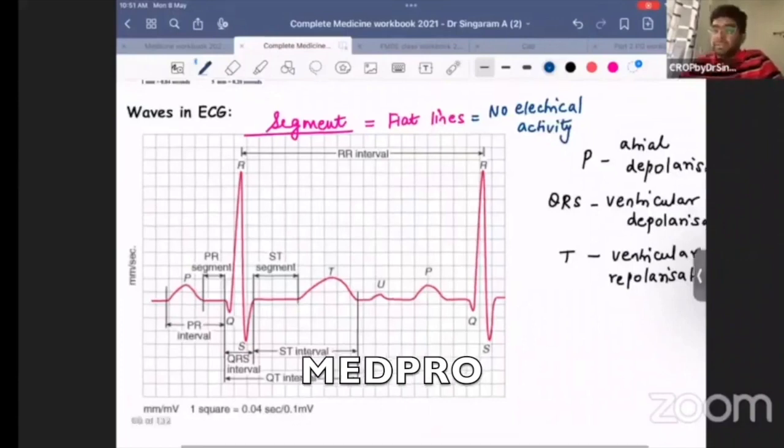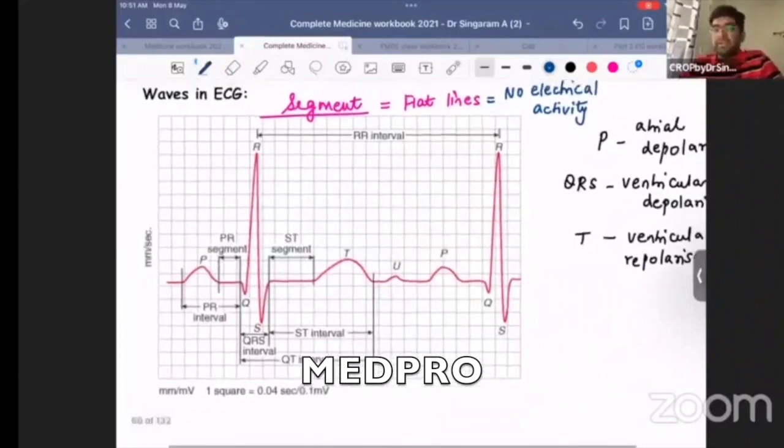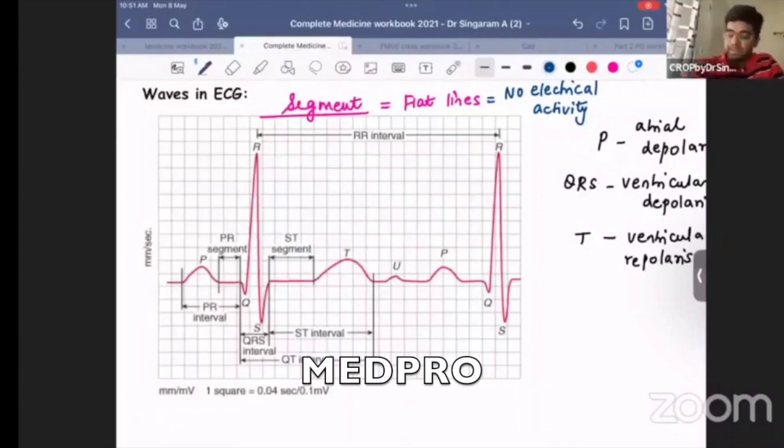And there are two segments as you can see in this particular ECG. What are the two segments? I've already marked that. Number one is this one. What is that? PR segment. Can you see? It's a flat area here. This is the PR segment. What is the second segment? The second segment is the ST segment, which is also another flat area here. Okay, so two segments are there.